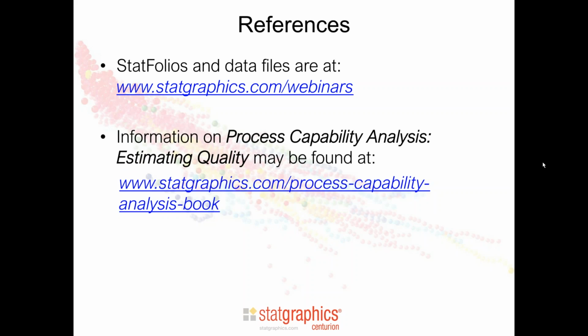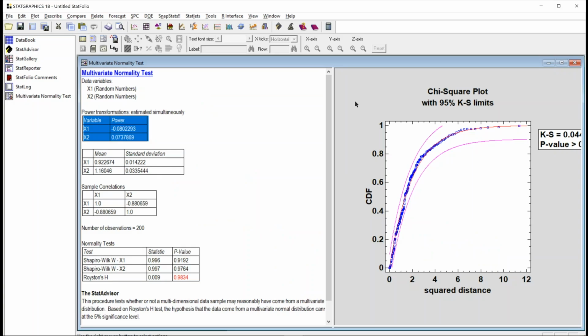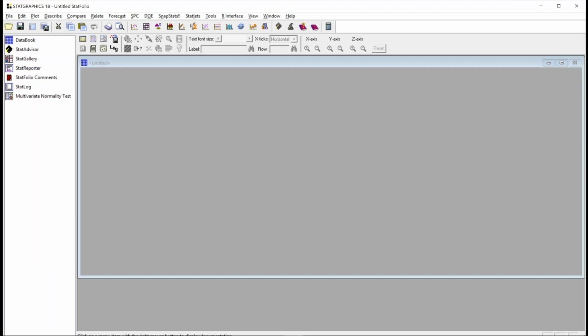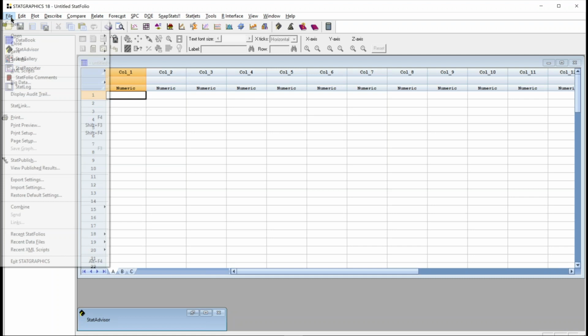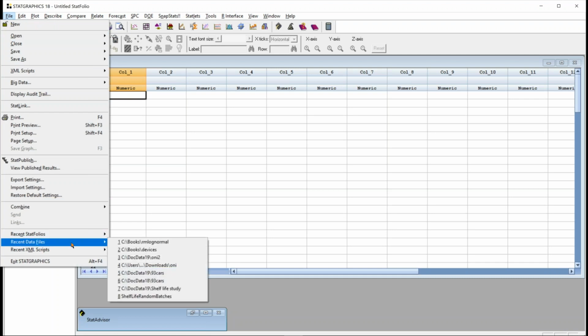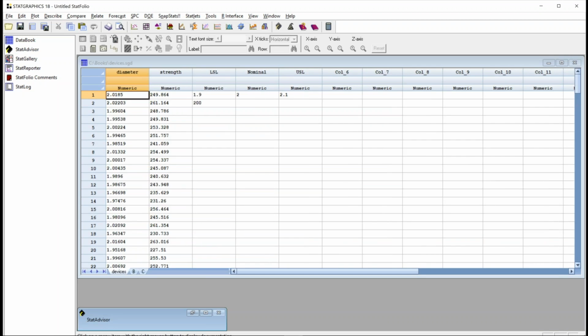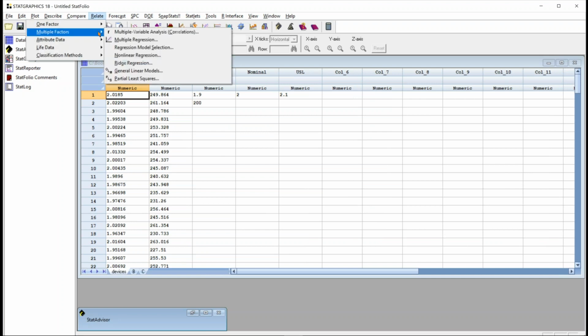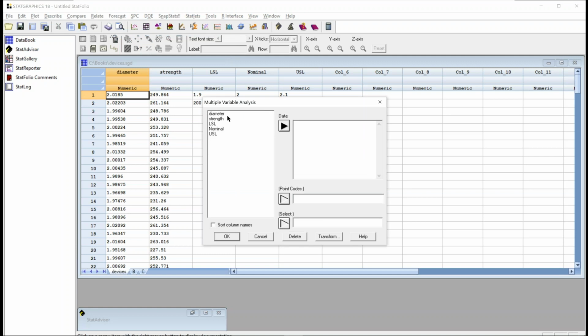If I go back, for example, to Statgraphics, let's see if I can go back to Statgraphics, and hopefully in a few seconds here, my screen might appear on your screen. Let me just call up that data I had on diameter and strength. If you go to the top menu to relate, multiple factors, multiple variable analysis, you'll see that at the top. This will actually calculate the correlations.